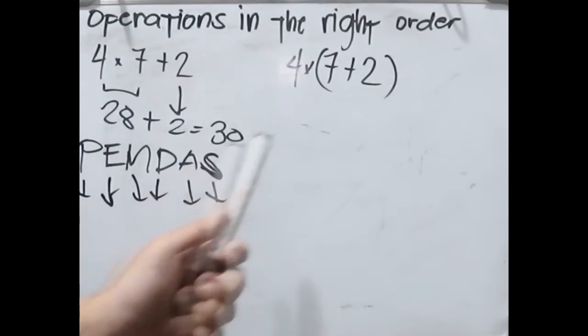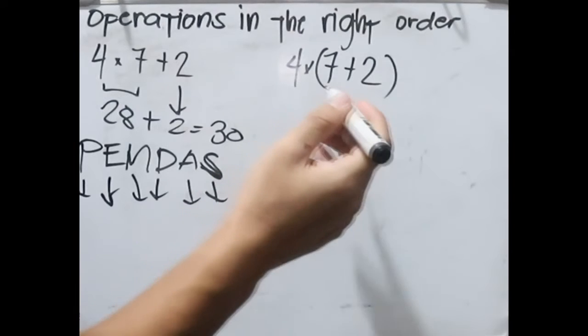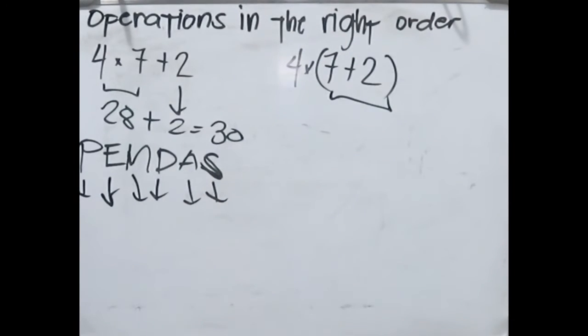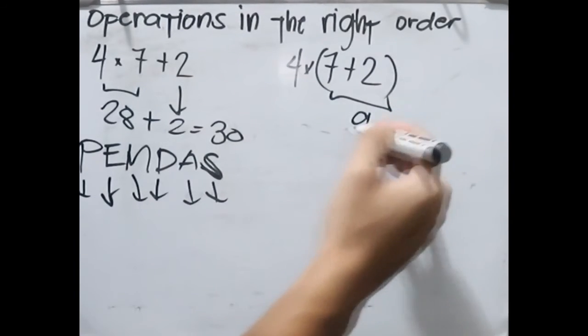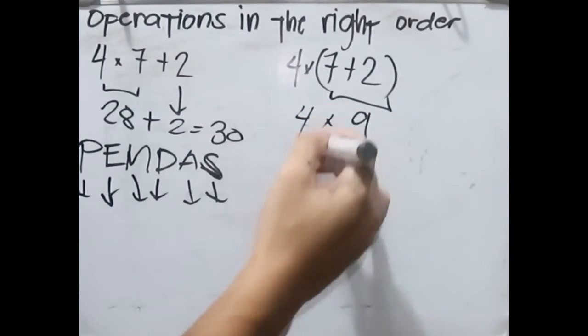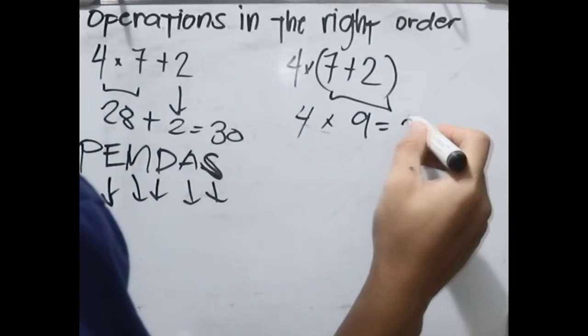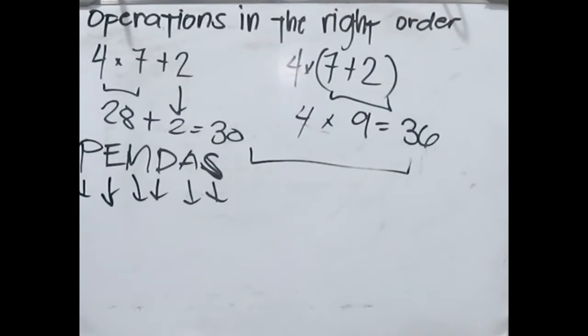So, sabi dito sa PEMDAS, unahin daw natin yung parenthesis. So, ang parenthesis is ito. So, unahin mo compute 7 plus 2 is 9 times 4. So, 9 times 4 is equals to 36. So, diba? Ang laki ng difference ng sagot nila.